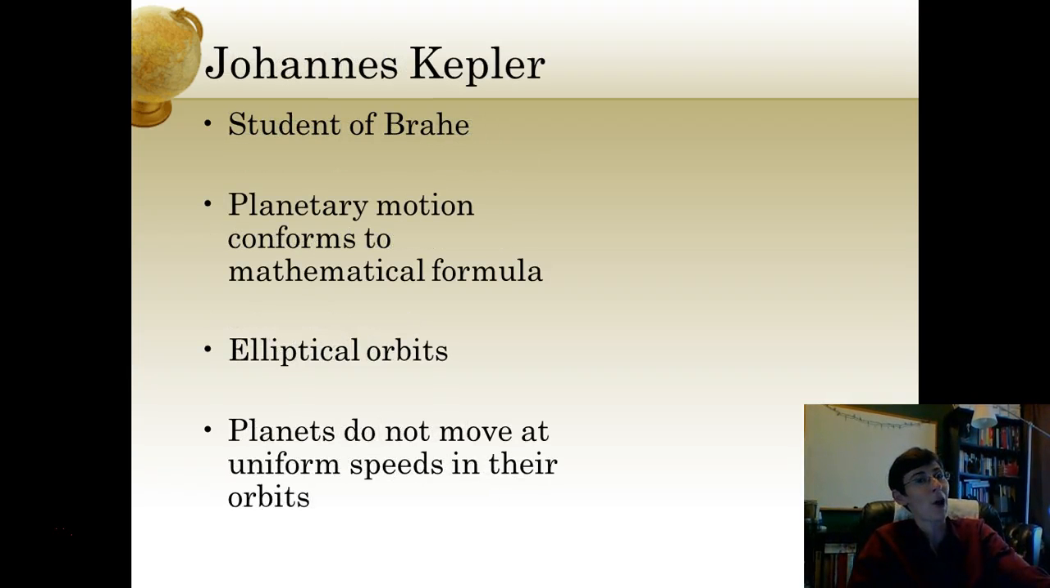All right, Kepler. Love me some Kepler. Look at Johannes Kepler. That's just a cool name. All right, so he was a student of Tycho's, okay? He said planetary motion conforms to mathematical formulas. Enter mathematics again. Science and math are not mutually exclusive. Matter of fact, they're mutually necessary. That one needs the other, with the emphasis on science needing more math. Planets do not move at uniform speeds in their orbits, all right? Depending on where they are in their orbit is going to have an influence on their speed.